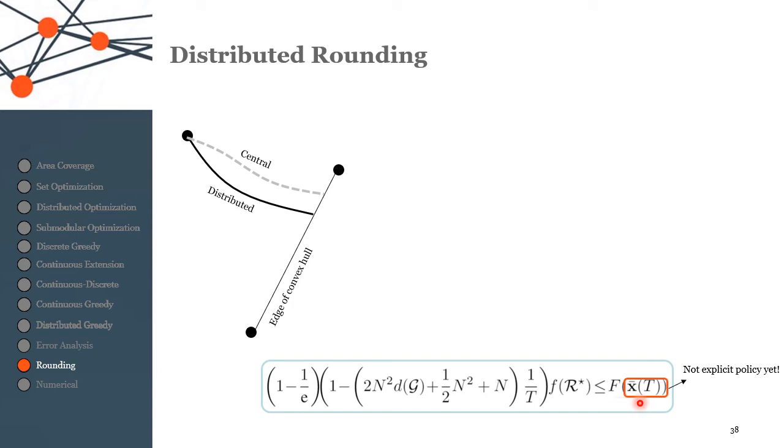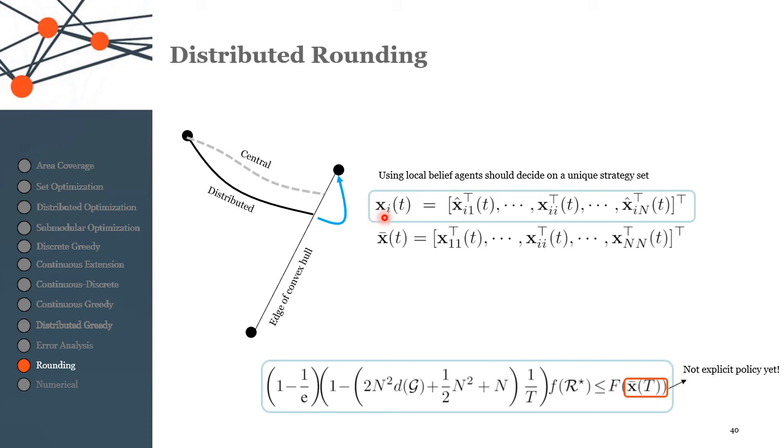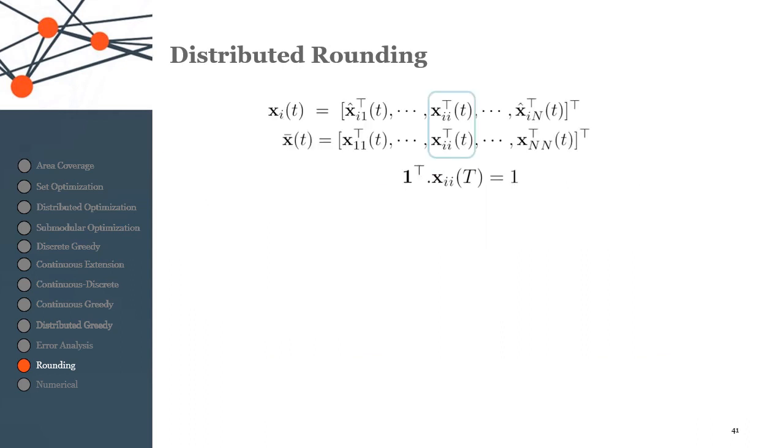This X bar of T is a point on the edge of the convex hull, and it's not an explicit policy yet. We know that X bar is on the edge, and we want to get to a vertex of the convex hull. But each agent has only access to x_i, its own local belief, and doesn't have access to X bar. So x_i may not land on the edge of the convex hull, but the agent has to decide on a local strategy based on its own local belief, which is x_i. Based on our distributed algorithm, we can make sure that x_i(t), which exists in both x_i and X bar at time T, is going to have entries that sum up to 1.